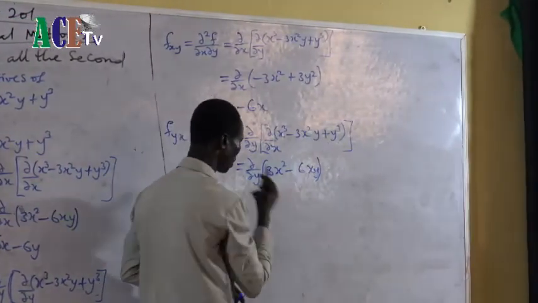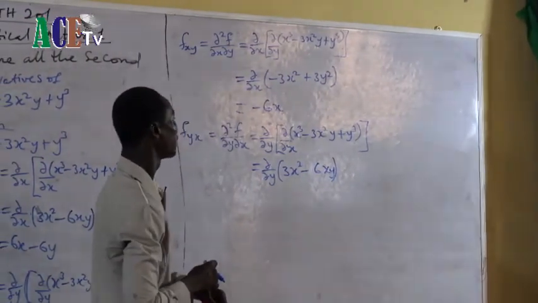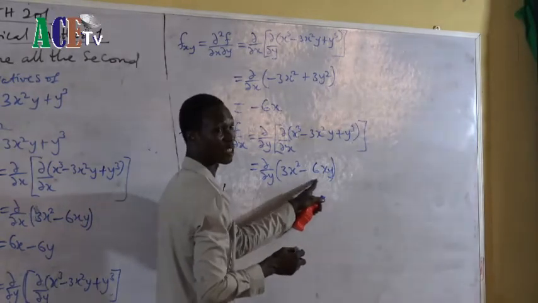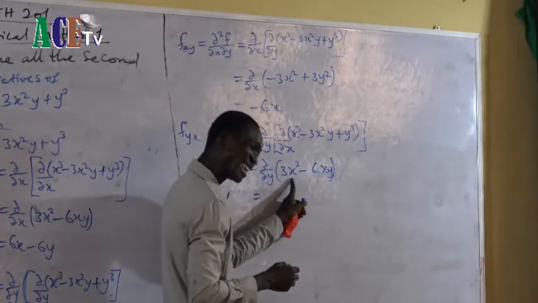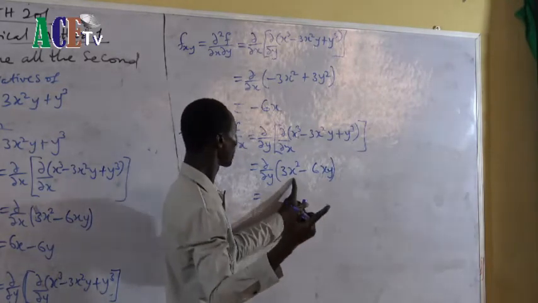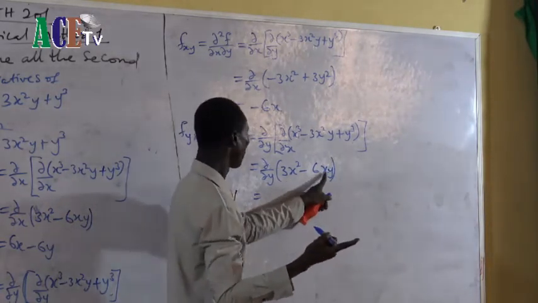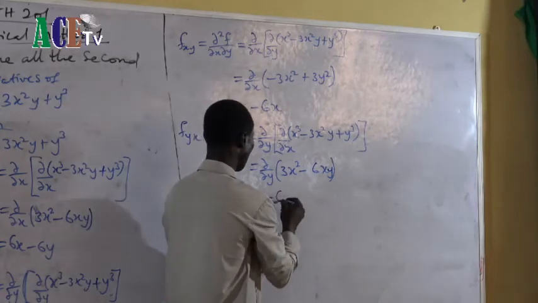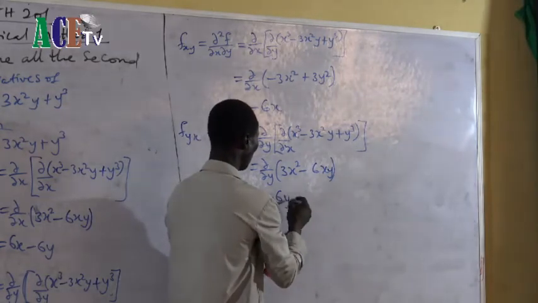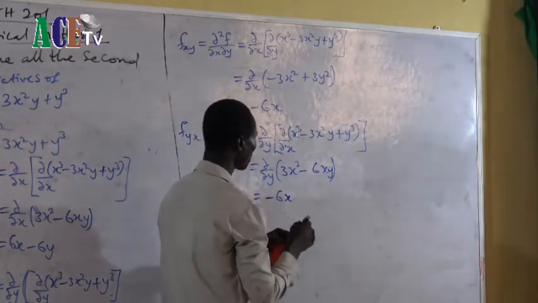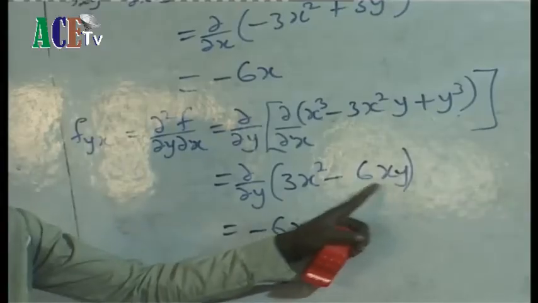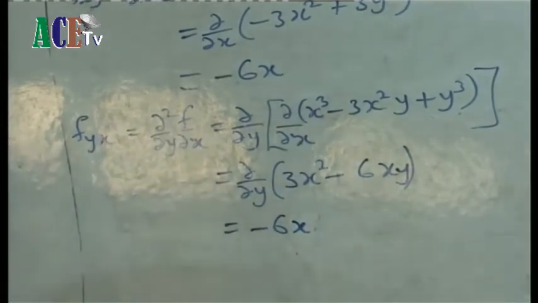Because this one will be constant, 6xy. Then if I get that, I will differentiate this one with respect to x. Sorry, with respect to y. With respect to y, this time will be 0. There is no y there. Then to this time, it will be minus 6. Is it 6y or 6x? 6x. I'm differentiating with respect to y. This one will be 1. So it will be minus 6x.